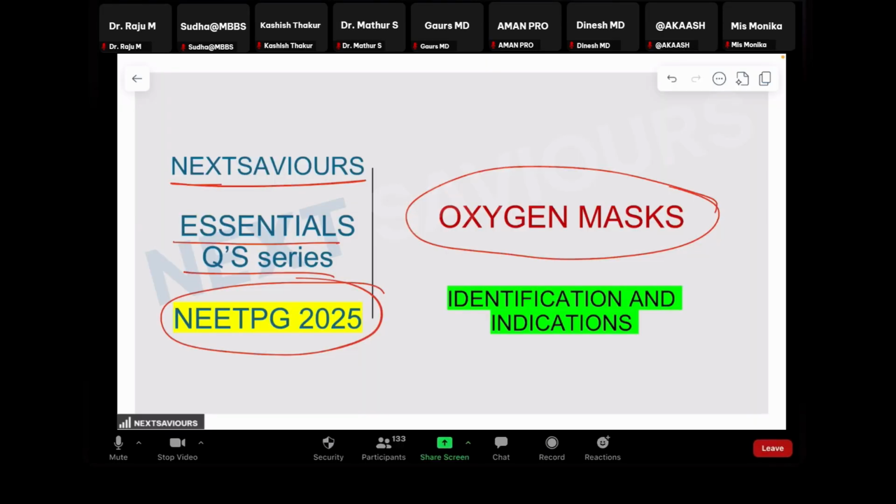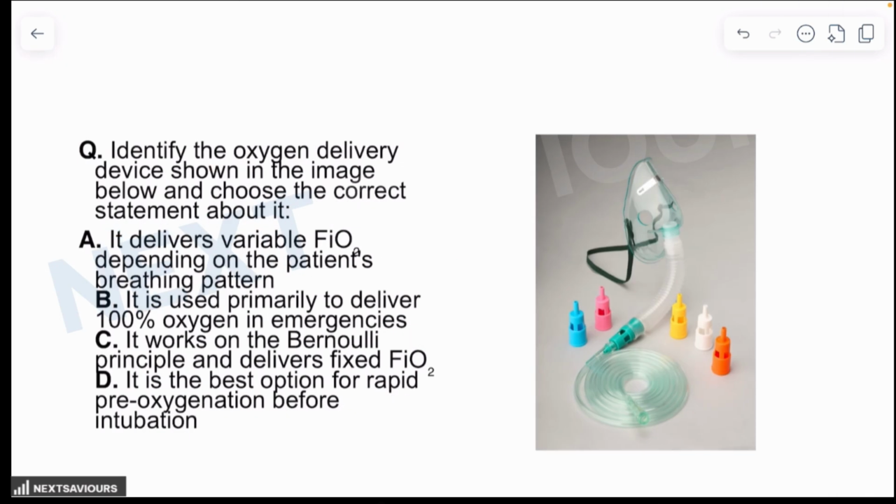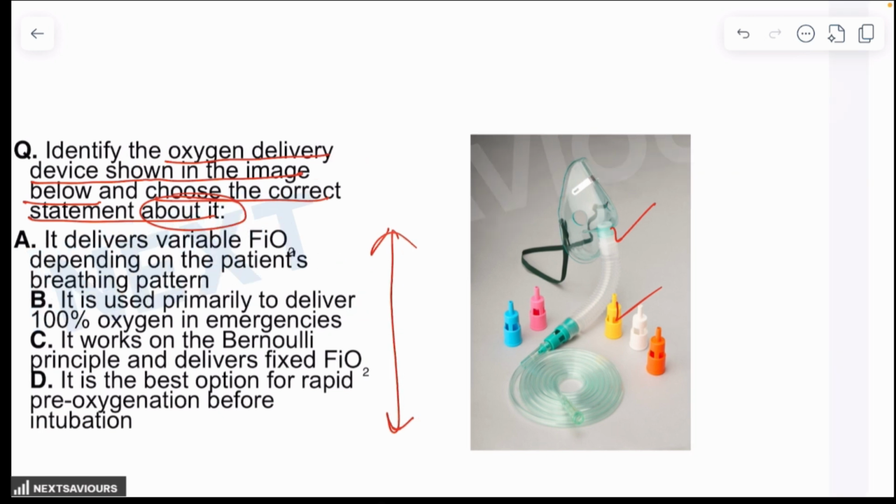So today we are going to have a discussion on how to identify these masks and what are the specific indications related to them. These are the simple questions like identify the oxygen delivery device shown in the image below and choose the correct statement about it. Unless you know the specific reasons or the specific features related to this mask and the apparatus, you won't be able to answer this question accordingly. So this is what we are going to talk about.